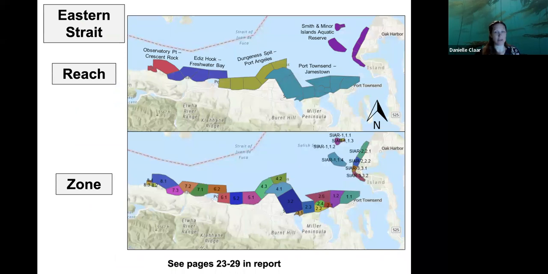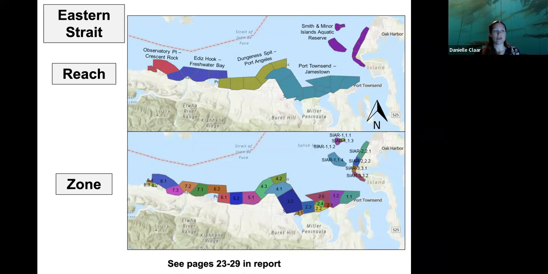I'll show you an example here. In the Eastern Strait, the top image shows the Eastern Strait divided into reaches. Each color is a different reach, and these reaches are similar to the subbasins in that they're divided by physical oceanography, just at a finer scale. We further divide those reaches into zones, which allow us to look at the local scale.